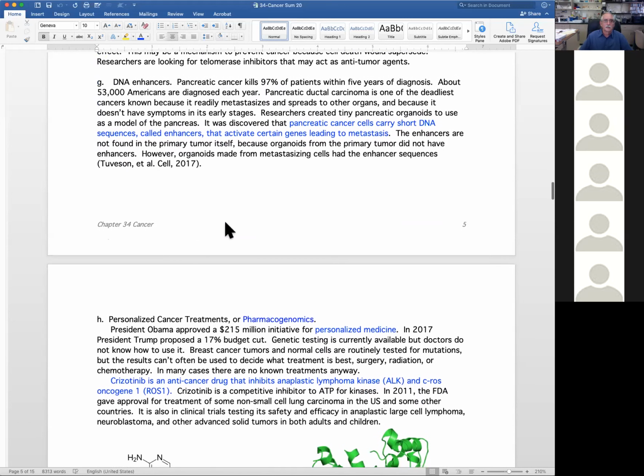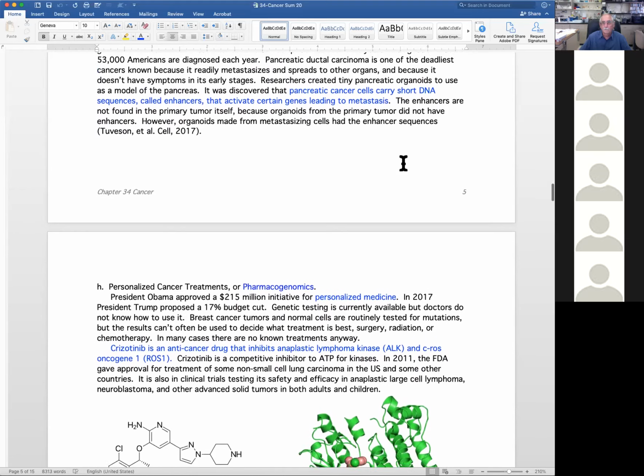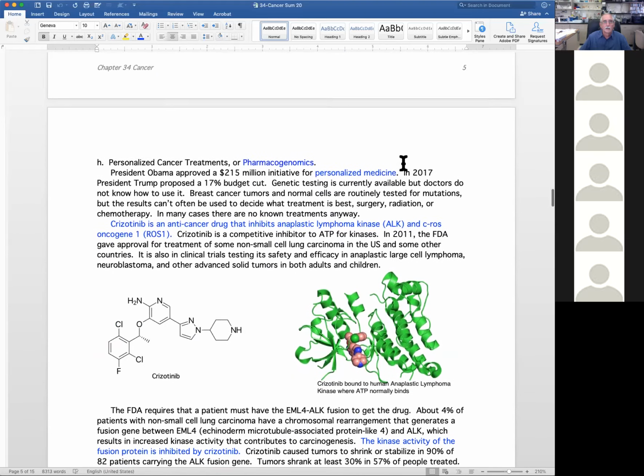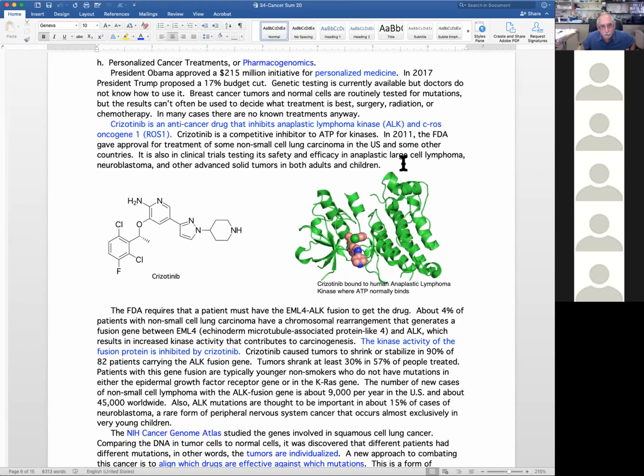So they found DNA enhancers. Pancreatic cancer cells have been shown to carry short DNA sequences called enhancers that activate certain genes that lead to metastasis. And when it comes to personalized cancer treatments, or what's known as pharmacogenomics, there's been a couple of different movements over there.